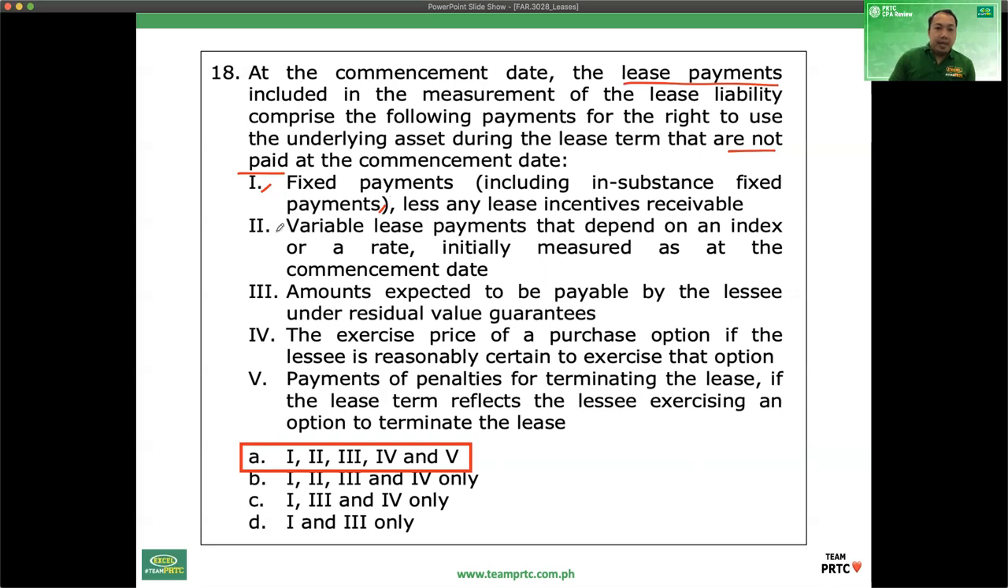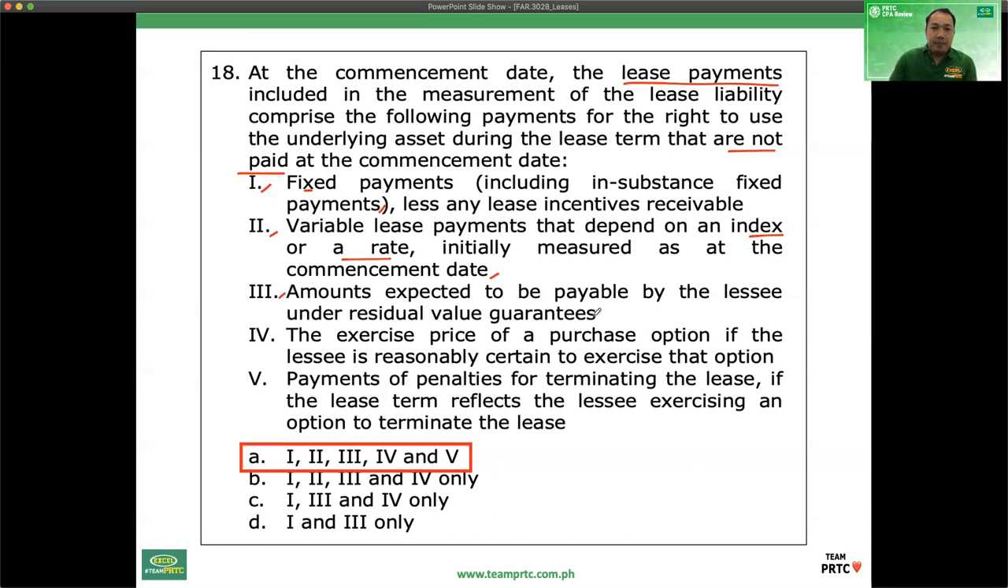Number two, variable. So yung number one, fixed. Itong number two, variable. So kaya lang, yung variable lease payments, kasama lang yan kung yan ay dependent on what? Index or a rate. At yung index or rate na yan, initially measured as at the commencement date. Okay? So, minsan tawag dyan, inflation-linked payments. So, normally kasi pag variable, hindi kasama yan eh, yung fixed lang. So, pinayagang isama yung variable provided inflation-linked. Okay? So, ang basis ng variable is payments, index or rate.